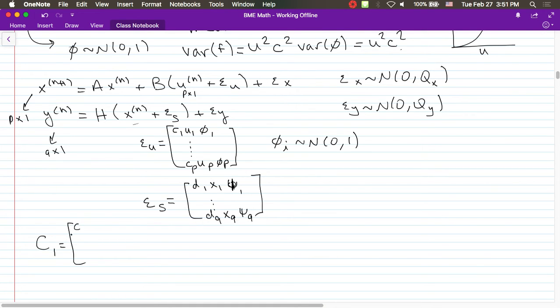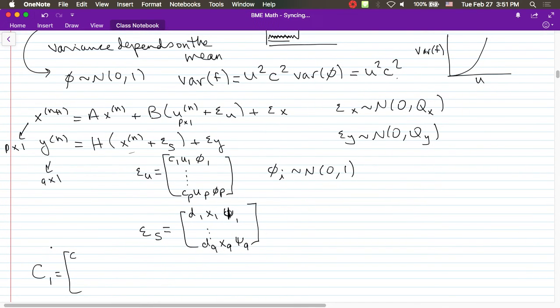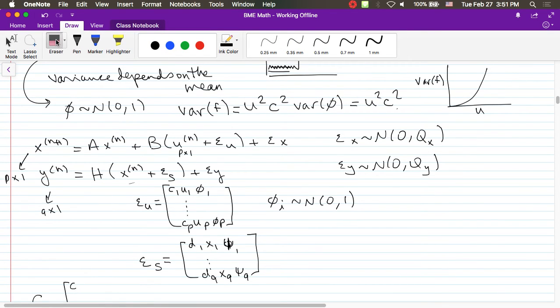Yeah? Sorry, so epsilon s is q by 1, and x is p by 1, and you're adding them together? Sorry, you're right. So it can't be that way. Yes, very good point. So the size has to be the same. This is definitely p. x does not need to be p by 1 because B times u can change the dimension of the u. Epsilon u doesn't have to be p by 1, because you have the matrix B that can change it. So you're absolutely right. I can pick this to be as I wish, so let me change it. Yeah, I did it wrong. Thank you for pointing that out.